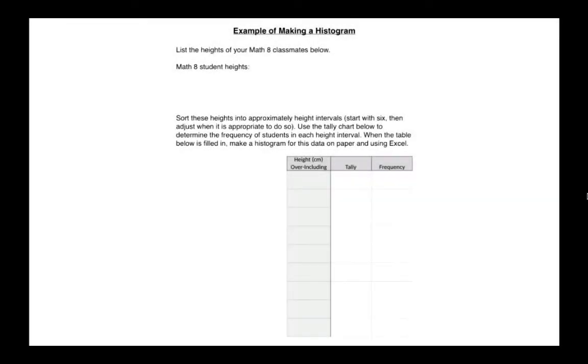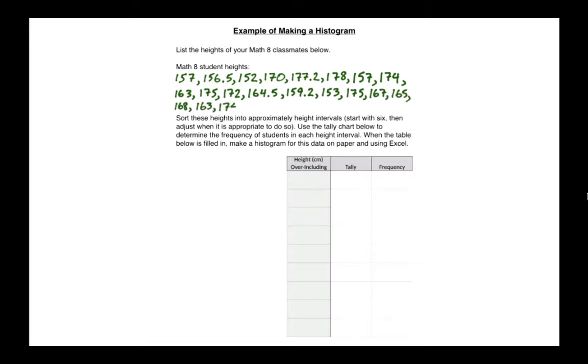So I collected some data from my Math 8 students. It was their heights, and here's the list of their heights in no particular order. This data is coming from the 1-3 Math 8 class for the 2019-2020 school year. And so I've got this list, and as you can see, it's not in any particular order. It's not like it's from shortest to tallest or tallest to shortest. We just had people come up, measured their heights, and wrote them down on the board, and now I've transcribed it onto the screen for you.